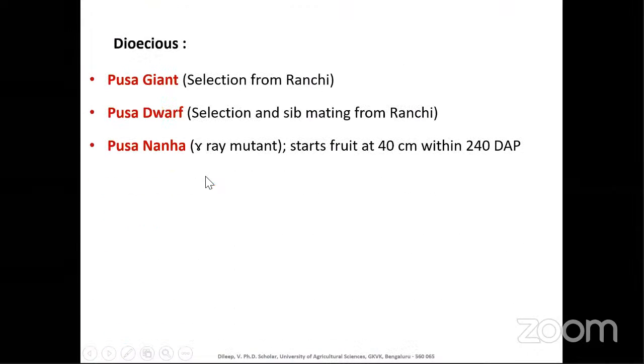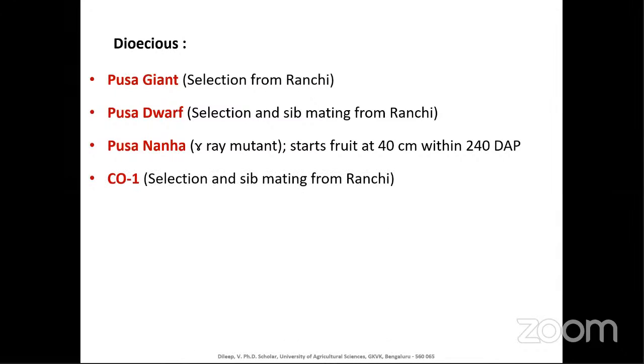Coming to dioecious varieties: Pusa Giant, Pusa Dwarf, and Pusa Nanha. Pusa Nanha, as the name itself says, is very small. It is a gamma ray mutant, and it starts fruiting at 40 centimeters from the ground level only. The plant height is a maximum of 1.25 to 1.3 meters; beyond that it will not grow. Hence it is suitable for pot culture also. It starts flowering very soon, just 240 days after planting.